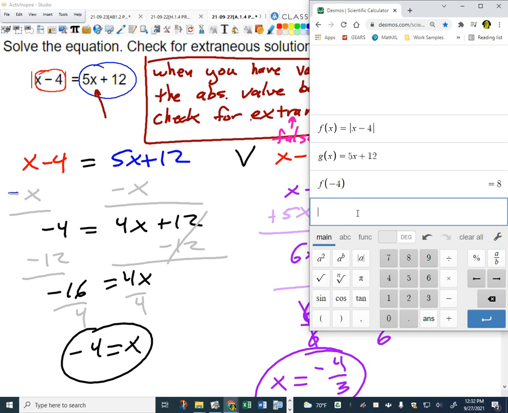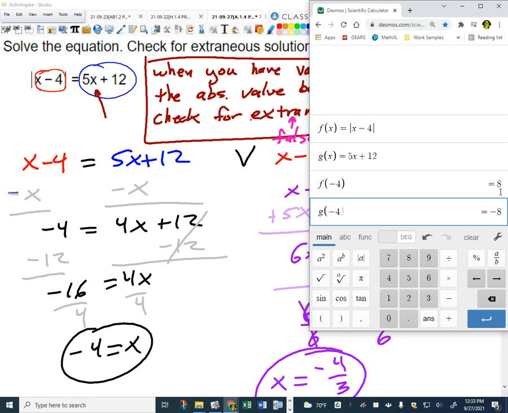I'm going to plug negative 4 into g. So I do g of negative 4. And now every place I used to have an x, it's plugging in a negative 4. And look what happens. When I plug negative 4 into the left side of the absolute value equation, I get positive 8. When I plug it into the right side, I get negative 8. So is negative 4 a solution?